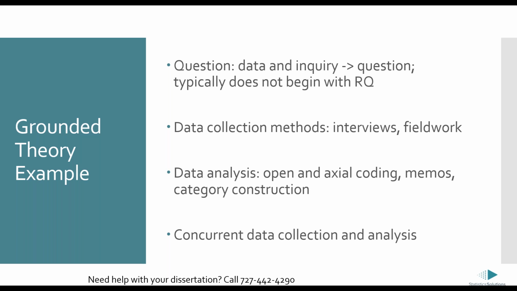Okay. And you keep going and refining. And so data analysis follows this as well, but it works concurrently with data collection. Okay, it's this back and forth process. You collect some data, you analyze your data, your memoing, your coding, your category construction helps you refine your ideas about the topic and who you might need to interview next. Okay, and so it is this back and forth, right?